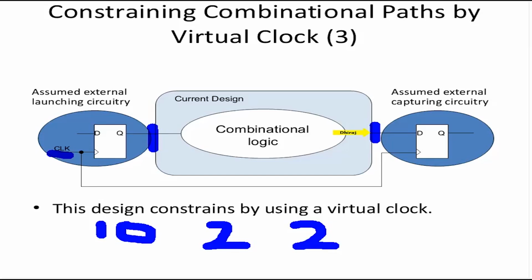This is how, by using virtual clocks, you can constrain the combination paths. It's very simple. What is the constraint? The constraint is that the maximum time is clock period minus input delay minus output delay. This is the constraint.